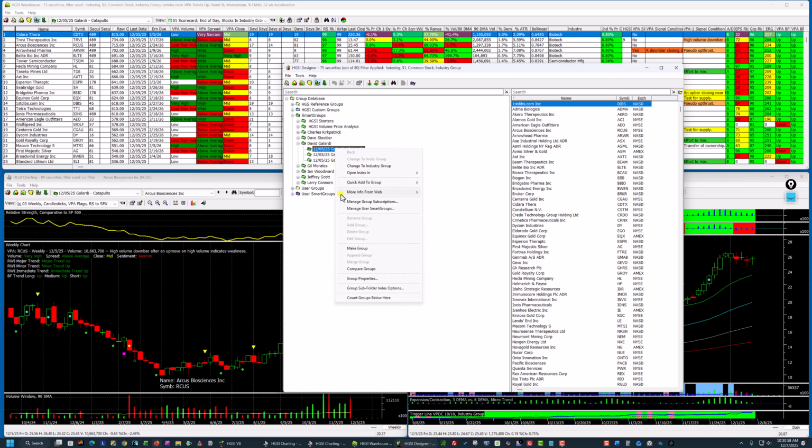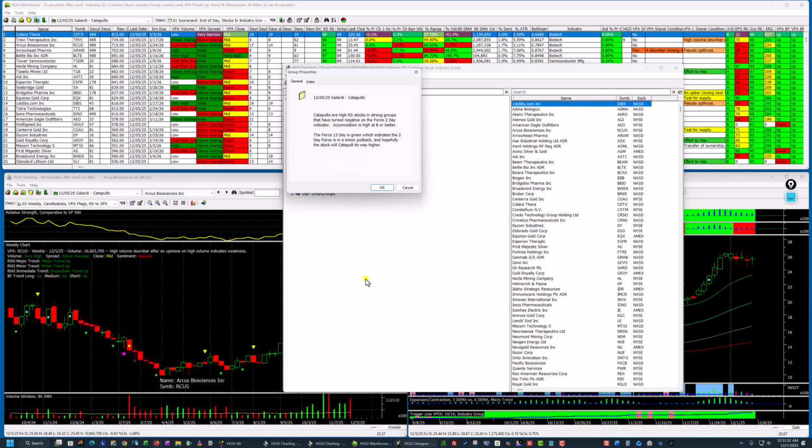And before I do that, I'm going to go down here, right mouse click, and select Group Properties. And here's an explanation of what the Catapults are. You can see it's dated Friday. These are high relative strength stocks in strong groups that have turned negative on the Force 2-day indicator.